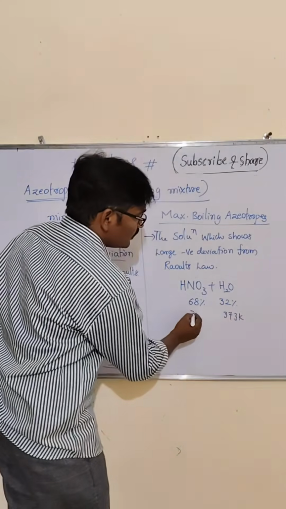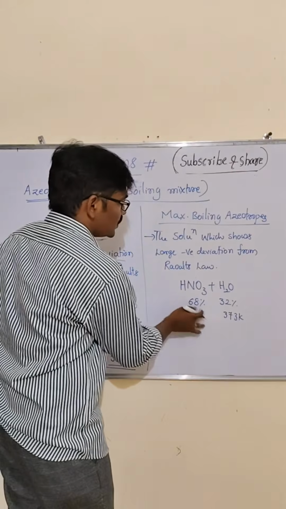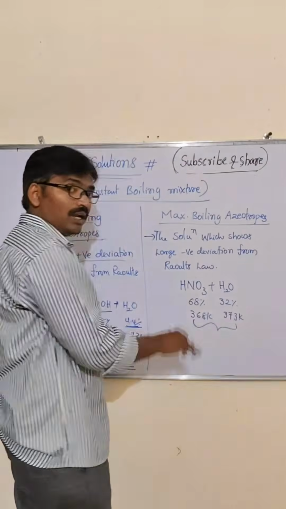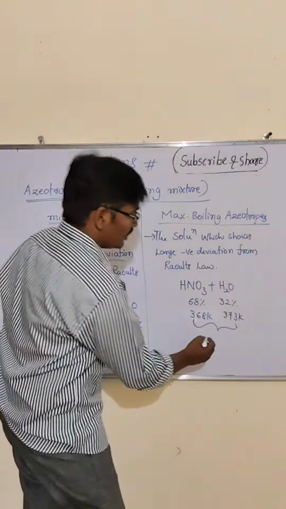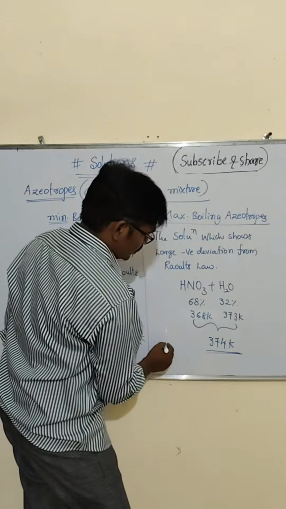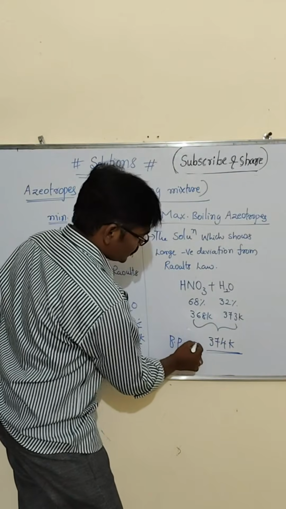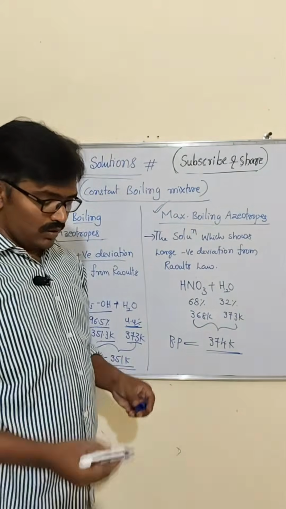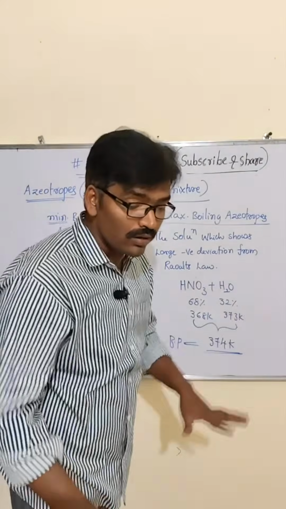So here 368 Kelvin temperature will be present. But both boiling points కంటే హై బాయిలింగ్ పాయింట్ దగ్గర అంటే 374 కెల్విన్స్ దగ్గర ఇది బాయిల్ అవుతుంది. సో అలాంటి మిక్చర్నే మనం maximum boiling azeotropes. So azeotropes nothing but what we are discussing.